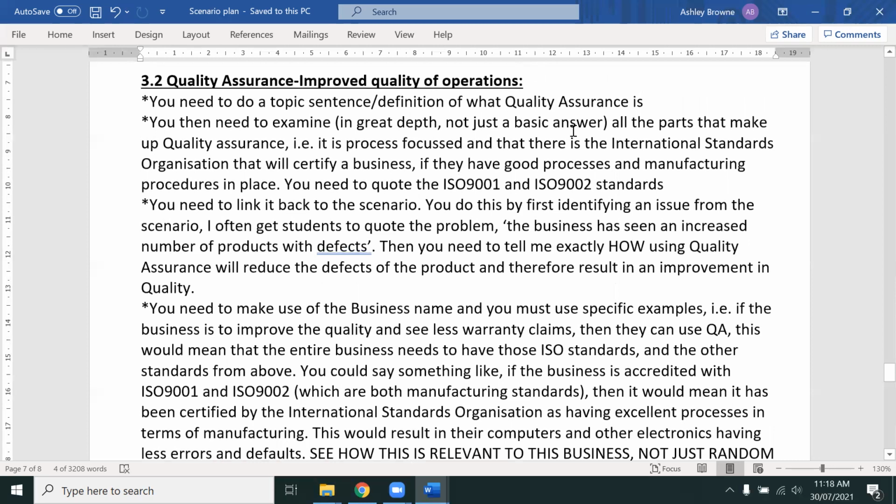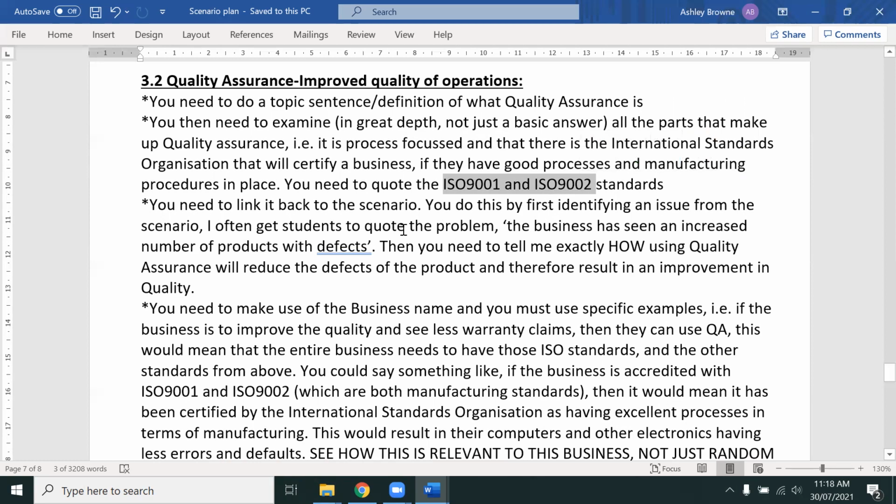You then need to examine in great depth, okay? Not just a basic answer, but all the parts that make up quality assurance, which goes to that second page, I think, all right? It talks about how it's process focused, that you need to meet those international standards from the ISO, and that you want to be certified in at least these two. I can't remember from the scenario if it was also a retail shop as well. If so, then you'd have customer service, so you'd have 9003 as well.